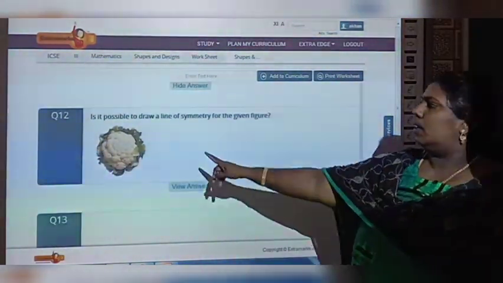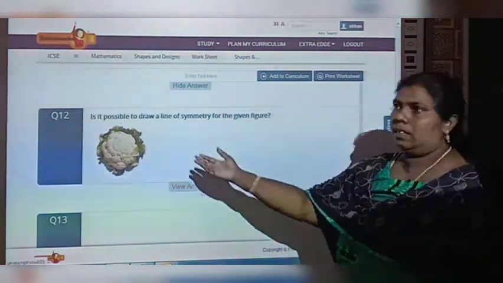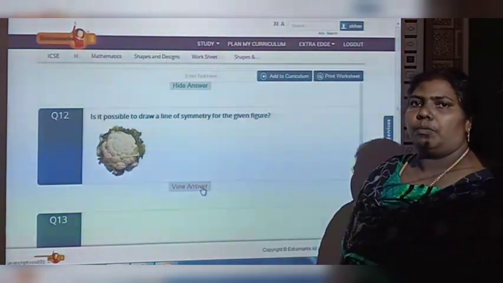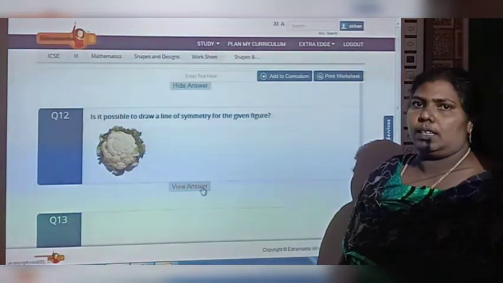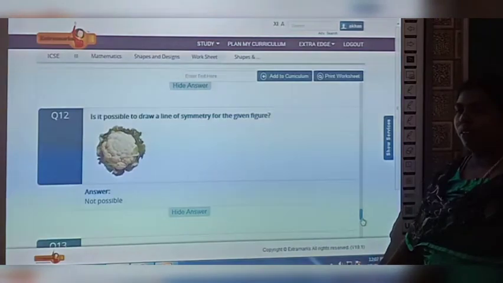See this next question. Is it possible to draw a line of symmetry for the given figure? Is it possible to draw these lines of symmetry for this figure? No, we cannot draw, right? It's an irregular shape, isn't it? So it is not possible, we cannot draw.